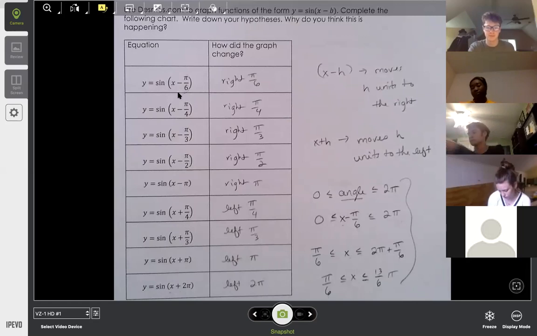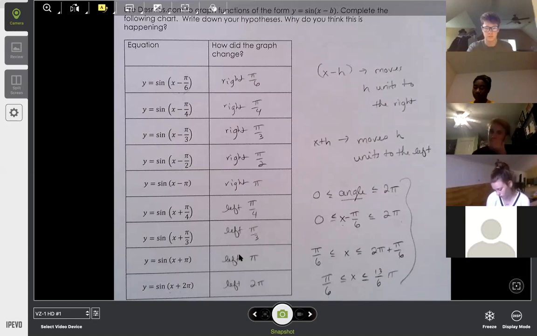So we're looking at when you add or subtract something from x, and we're seeing that when you subtract something from x, that moves it right that amount. When you add a certain amount to x, that's going to move it to the left by that amount. And that's just like on the graph, right? Mm-hmm. Okay.